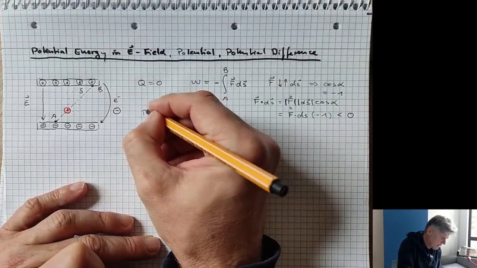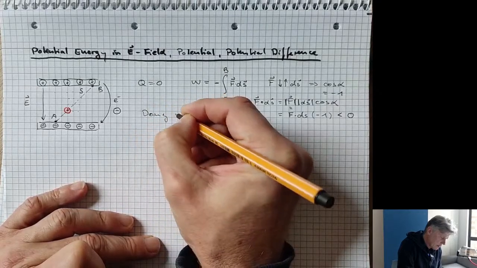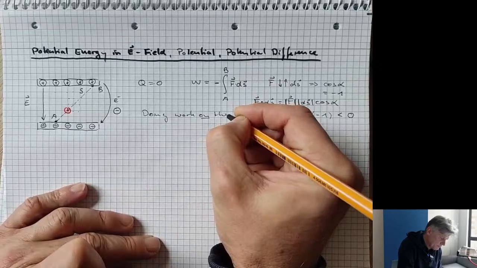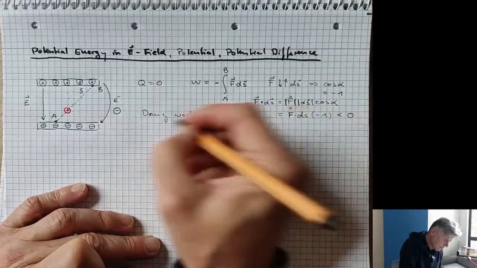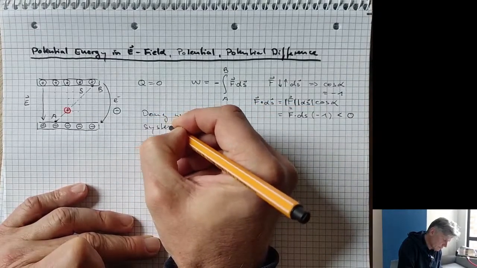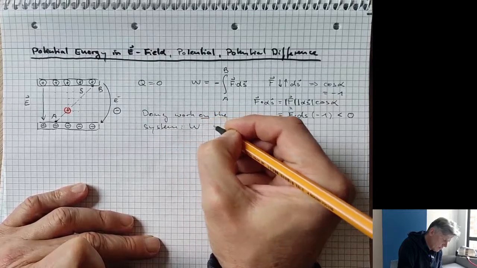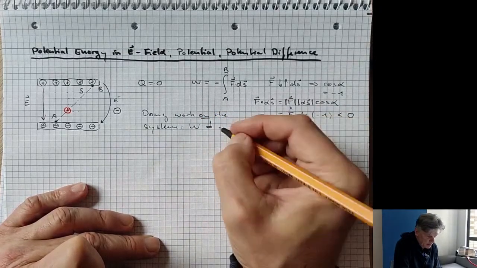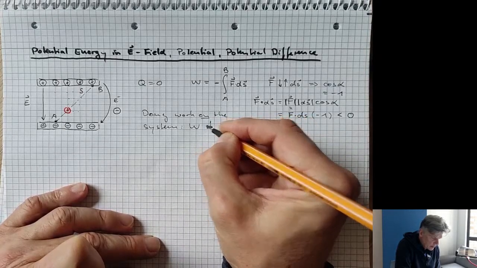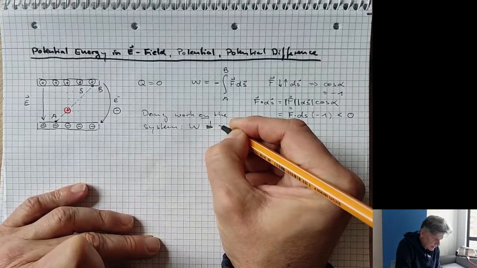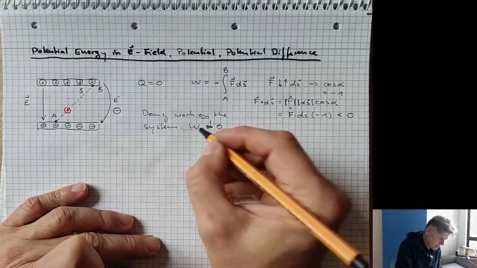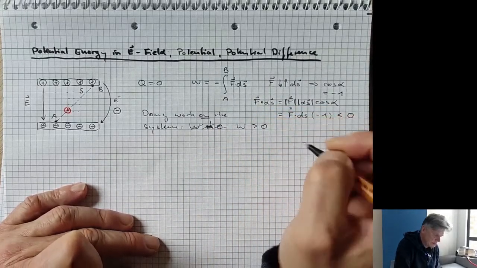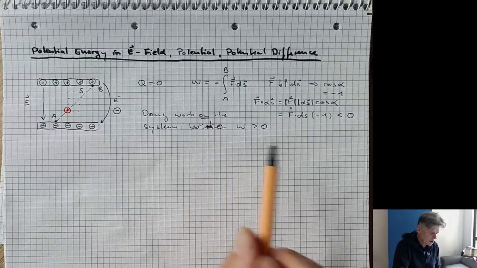So when we are doing work on the system, we want the work, so this is the definition, right? We want this to be greater than 0. Maybe let me rewrite it. So W greater than 0, right? So that is, we are doing work on the system.